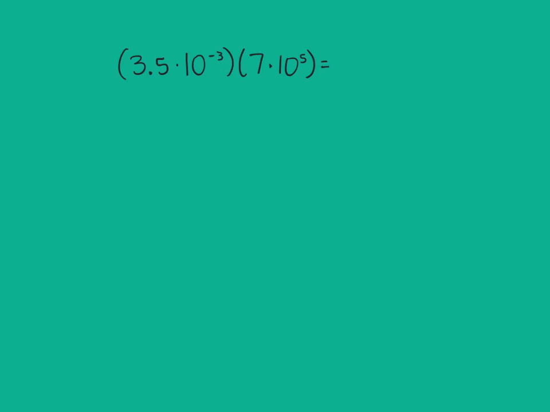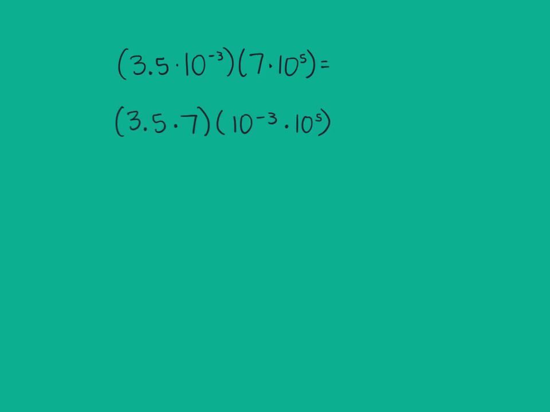Scientific notation in and of itself is a multiplication problem. So it's almost like we have two multiplication problems that we're multiplying together. All four of these numbers are being multiplied, and when we're multiplying numbers, we can switch up the order. It doesn't matter what order we write the numbers. So I could rewrite the problem like this.